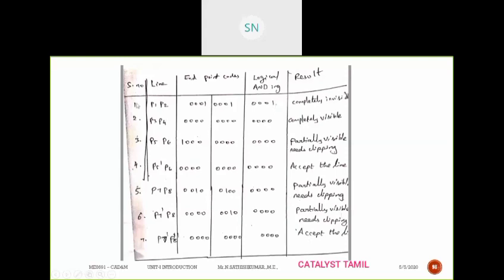P1 P2 is completely invisible, P3 P4 is completely visible, and P5 P6 is partially visible and needs clipping. So here we have to find the intersection point, then once again do the clipping process. Similarly, P5 dash and P6 is the complete zero term, so you can accept the line. For P7 P8, it is partially visible and needs clipping. Similarly, P7 dash and P8 is also partially visible and needs clipping. Finally, P7 dash and P8 dash is a completely visible line. So this is called the clipping process.